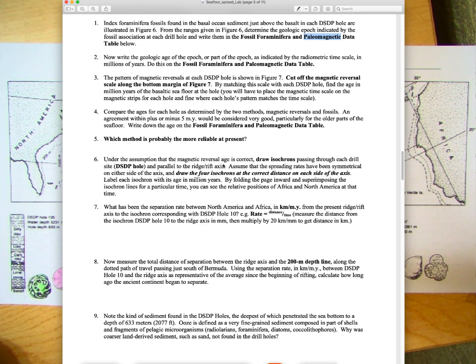Question 6 is going to ask you to draw isochrons on your map passing through each drill hole parallel to the ridge rift axis. And so we want to draw isochrons on both sides of the mid-oceanic ridge. So we're going to draw those 4 isochrons at the correct distance. And I'm going to show you how to do that.